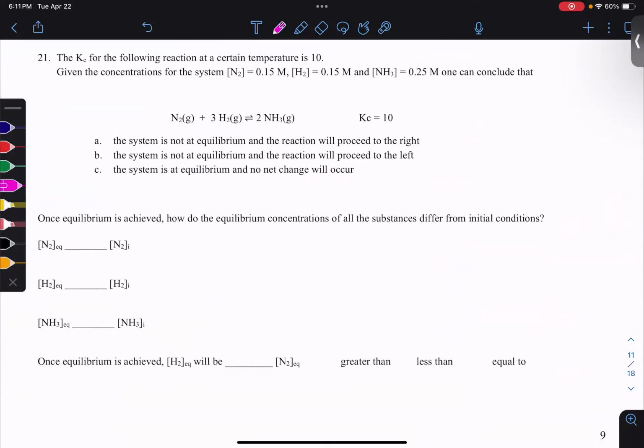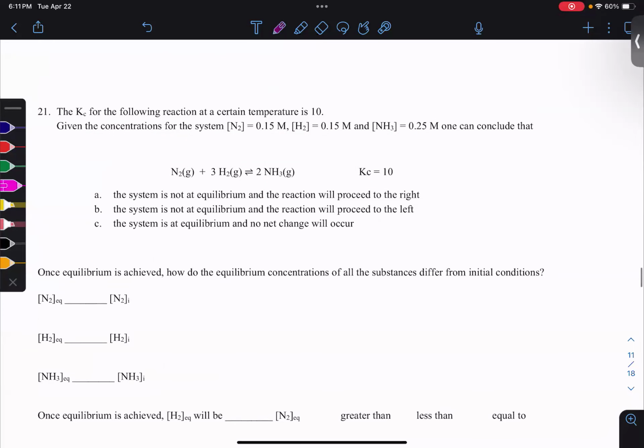Okay, so I tell you the Kc for this reaction is 10, meaning that at equilibrium, the products over reactants will have a ratio of 10. But I tell you, given the concentrations for the system are blah, blah, and blah, one can conclude what? These are concentrations. Are they equilibrium concentrations? No, they're probably not, but let's check, all right? So how do we check? We calculate what? Q. Is Q special, different? It's the same thing as K, it's just not at equilibrium.